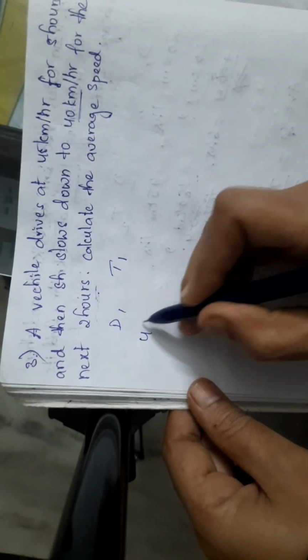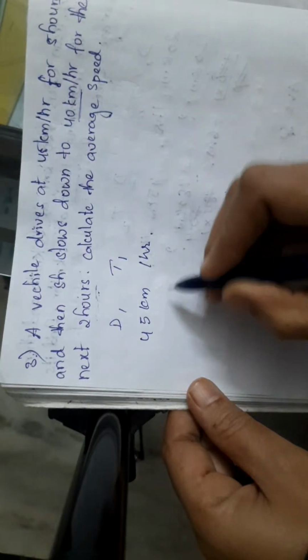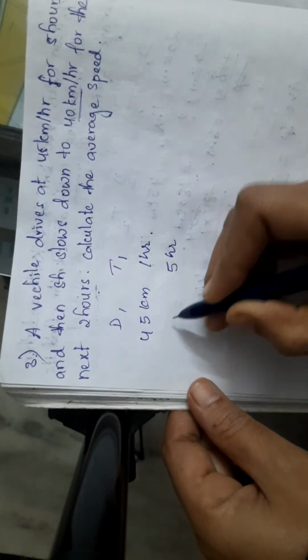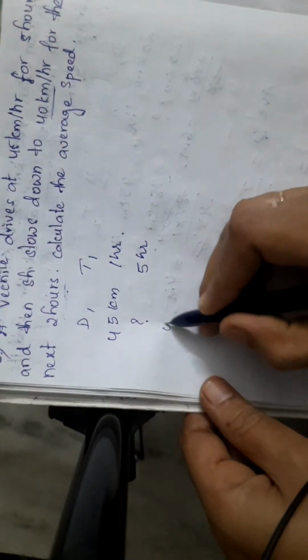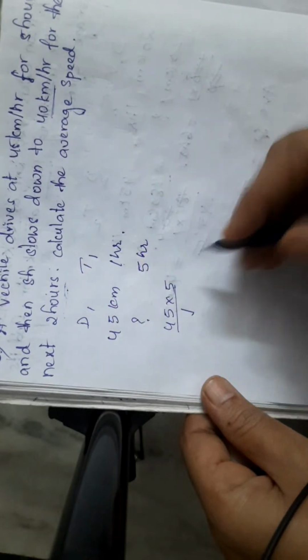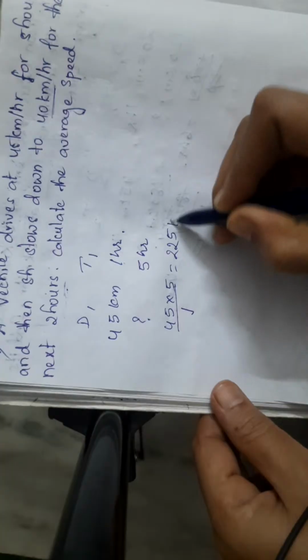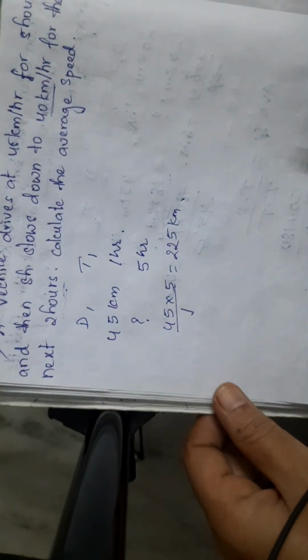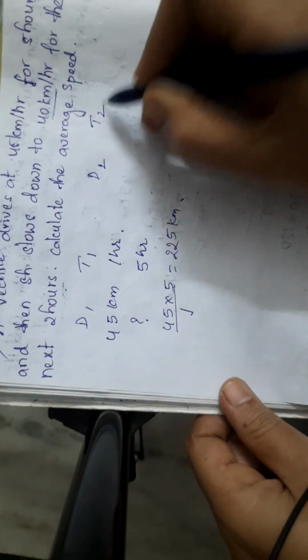So it is covering 45 kilometer in 1 hour. Now in 5 hours, how much distance is covered? So let's have cross multiplication. 45 multiplied by 5 whole divided by 1. Thus the answer is 225 kilometer. This we got as the first distance. Now coming to the second half, D2, T2.